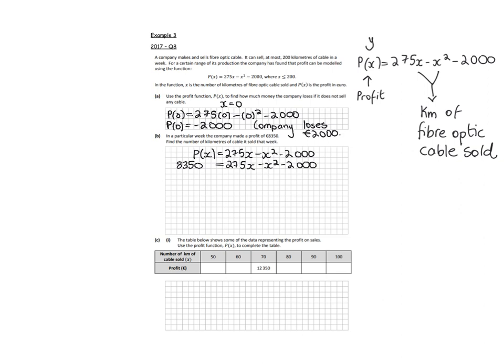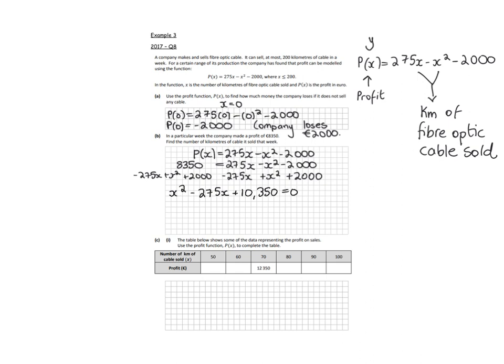You can see here that we have a quadratic, so I'm going to add x squared to both sides, add 2,000 to both sides, and subtract 275x from both sides. That will leave us on the left hand side with x squared minus 275x, and then we have 8,350 plus 2,000, which will give us an answer of 10,350, and that's going to be equal to 0.